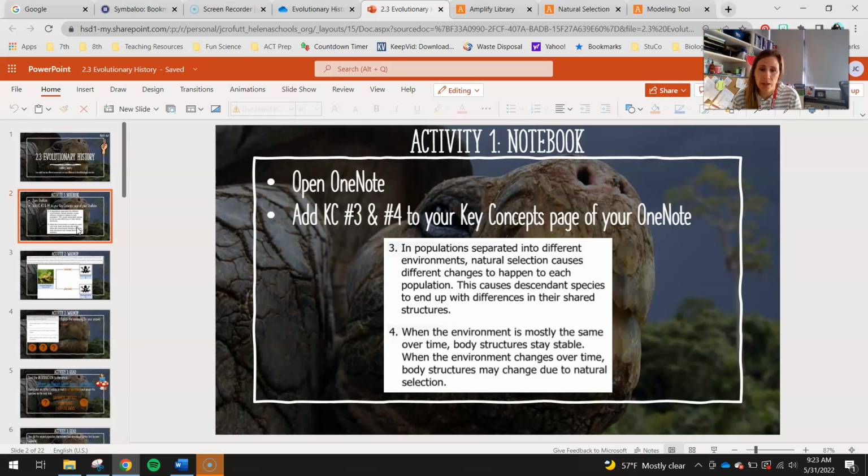And then key concept 4: when the environment is mostly the same over time, the body structure stays stable. So as long as those animals are surviving and reproducing, there's not a need for any changes. Therefore, any mutations that we see are going to be non-adaptive. Okay, body structure stays stable. When the environment changes over time, body structures may change due to natural selection. And again, that's going back to that concept of adaptive and non-adaptive traits that we talked about last unit.